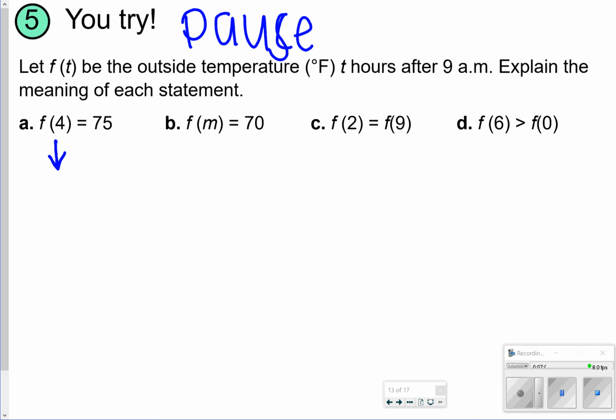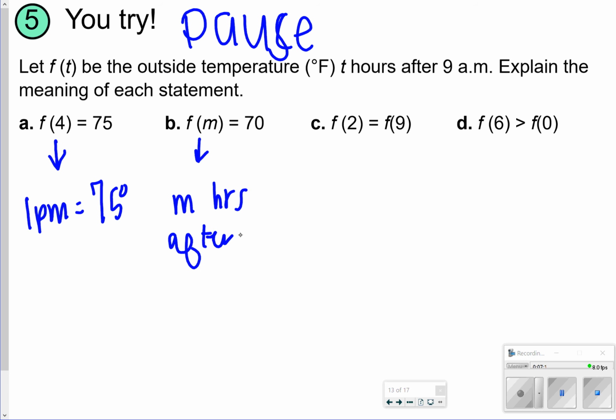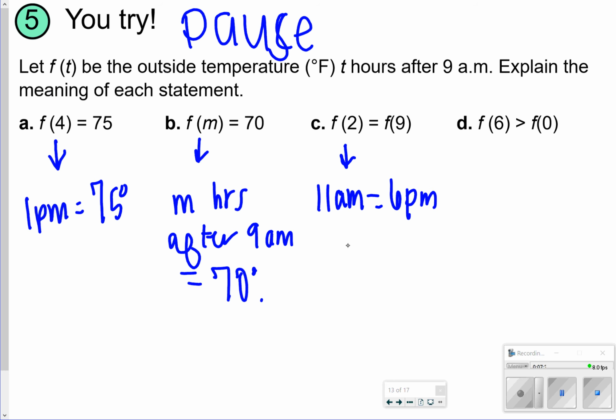So letter A means 4 hours after 9 a.m. So that would mean 1 p.m. is equal to 75 degrees. Okay? This one doesn't tell us the time, so it would be m hours after 9 a.m. equals 70 degrees. For letter C, 2 hours after 9 a.m. means 11 a.m. And then 9 hours after 9 a.m. would be 6 p.m. So 11 a.m. is equal to 6 p.m.'s temperature.